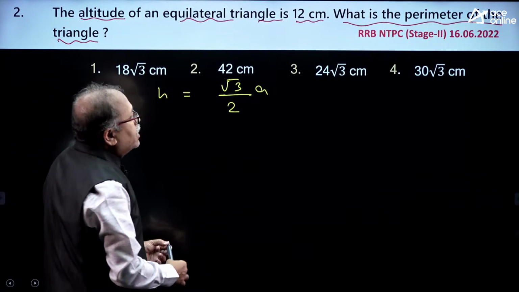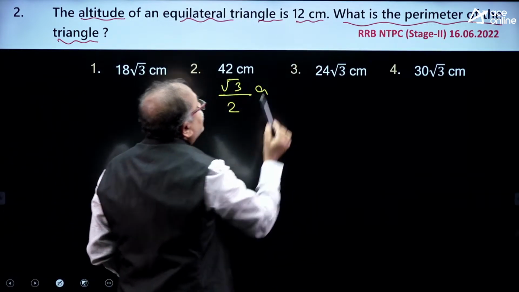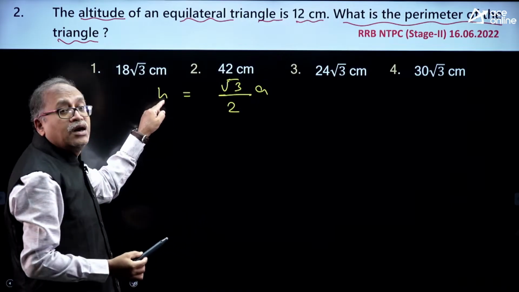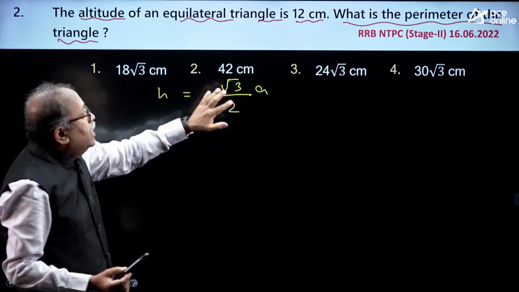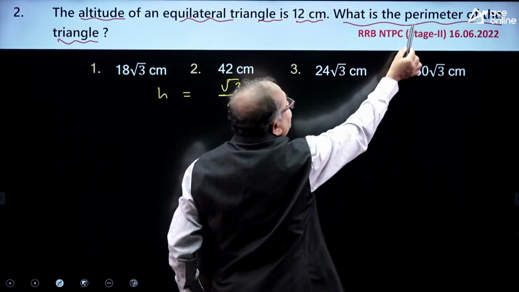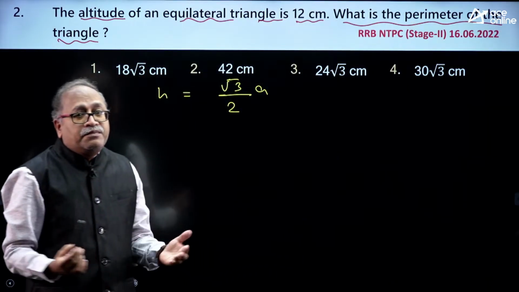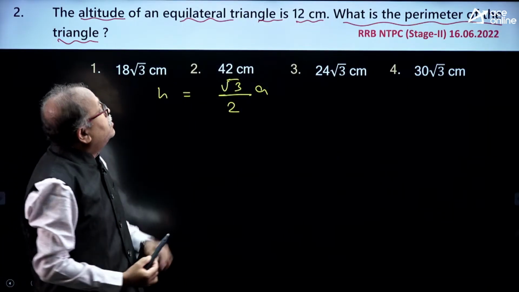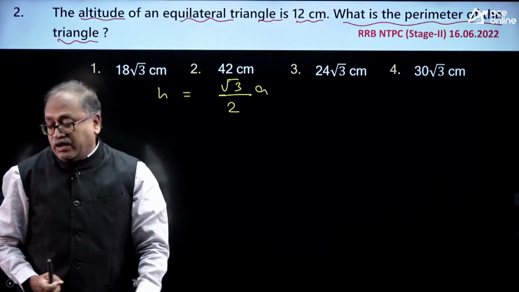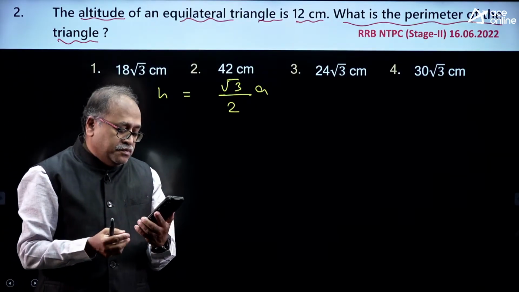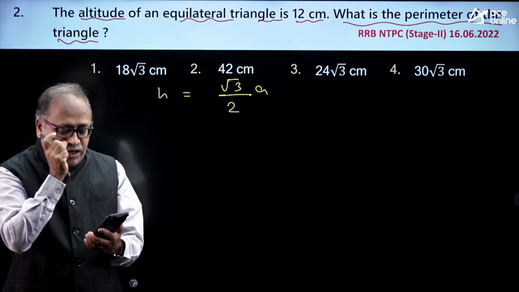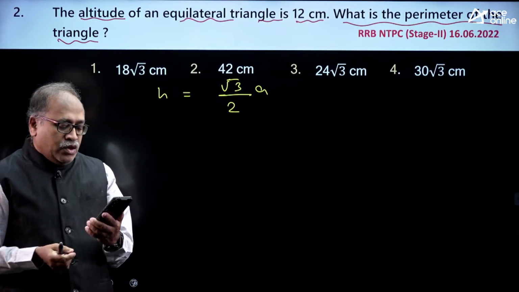And we already know 12, that is h, height. So by using this formula, I will be getting a. And once I get the a, I will be able to find out the perimeter. Perimeter will be 3a because it's an equilateral triangle. Let me see if anyone can answer this question now. Anyone can answer this question now?